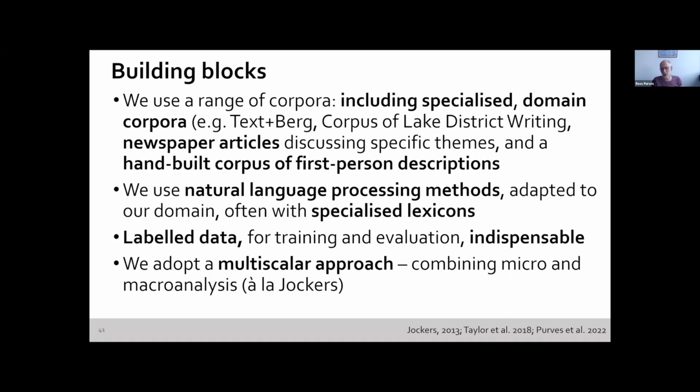Then we're using a bunch of natural language processing methods. Those methods could now very much be AI based. It doesn't really matter what the methods are, in my opinion. What is important, though, is that we need labeled data. Whether we need labeled data to train or not is maybe less of an issue now, but we need labeled data to evaluate. They're indispensable. And we typically adopt what we call a multiscalar approach. That means that we combine microanalysis, so close reading, with macroanalysis with computational methods.